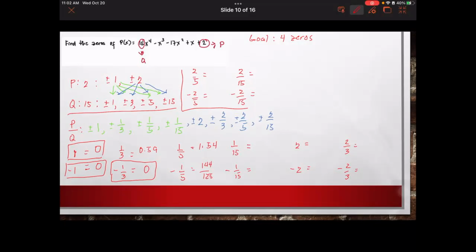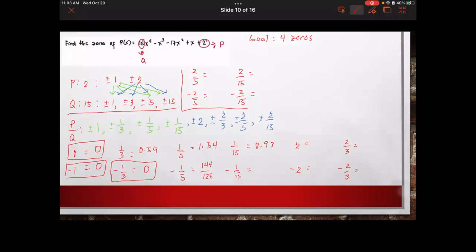Oh, ano na? Wala nang sumagot. 1/15. Okay, ganito gagawin natin, ha? Yes, De Los Santos. Yung iba hindi naman sumasagot, eh. Ano po? 0.93 po. 0.93.